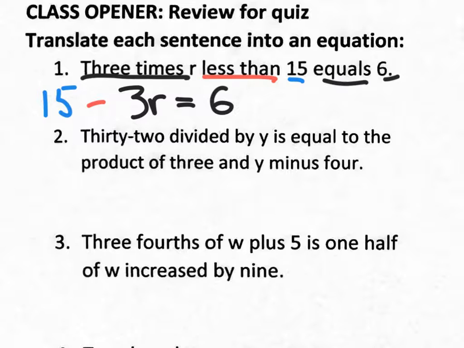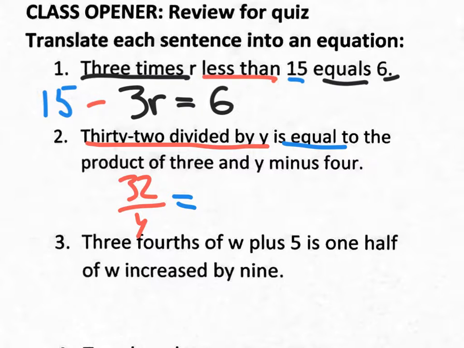Number 2, 32 divided by y is equal to. Let's first start with 32 divided by y. That's simply going to be the number 32 divided by y. Is equal to, I wonder what that means. There it is. It's equal to what? To the product of 3 and y, and then a minus 4 at the end.